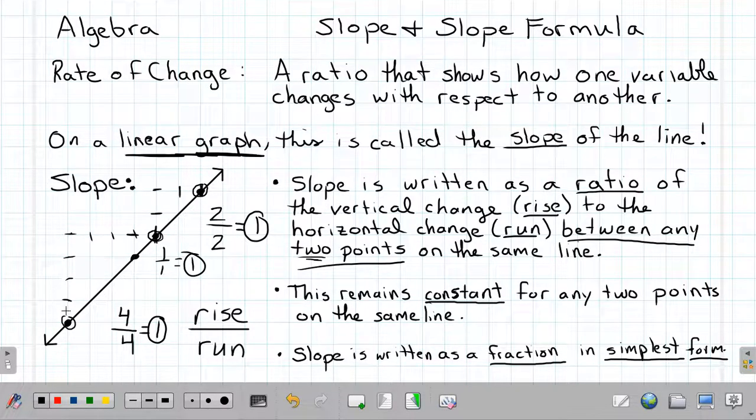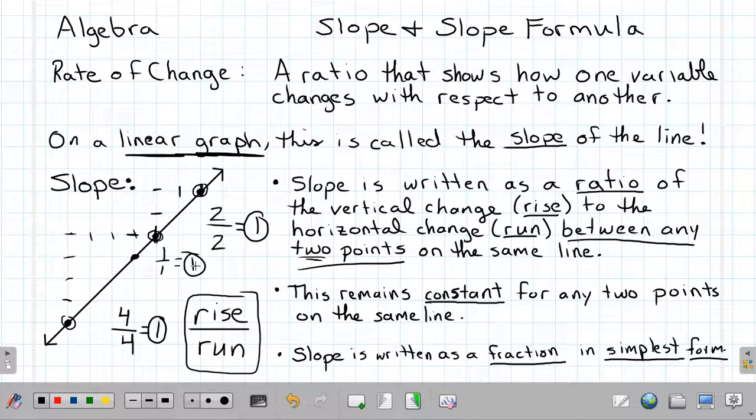We can go all the way up here. So we can go up 1, 2, 3, 4, 5, 6, and over 1, 2, 3, 4, 5, 6. To go from this point to this point, it would be 6 over 6, which would also be 1. So this is the first way we're going to talk about slope, which is rise over run. And the last point to make on this page is slope is written as a fraction in simplest form. We wrote these fractions, 4 over 4, 1 over 1, 2 over 2, but the simplest form of these would be to write the number 1, because 2 over 2, or 2 divided by 2, is 1.